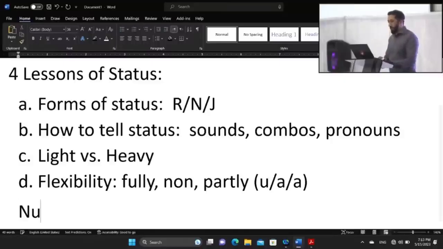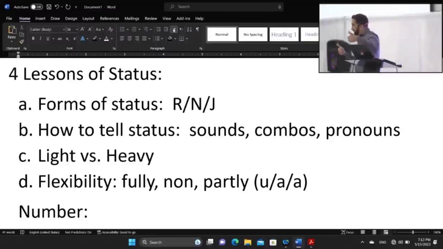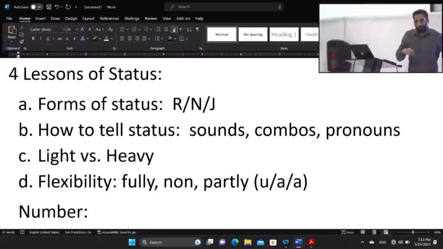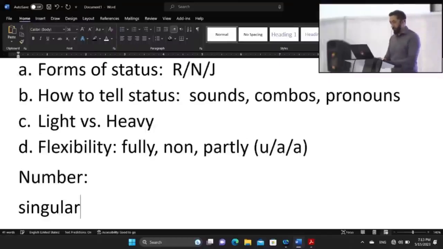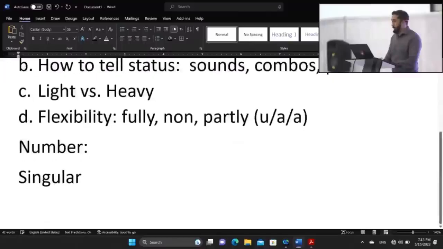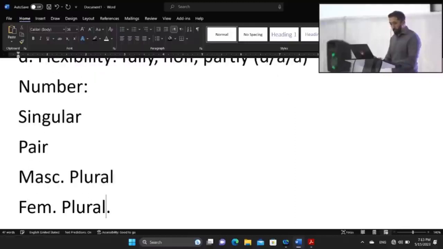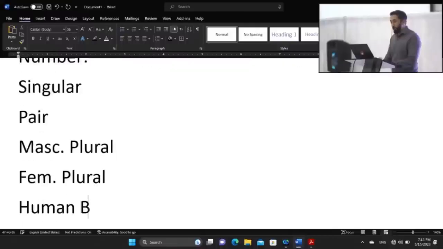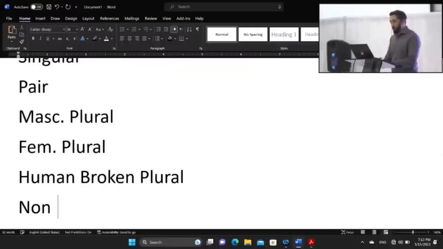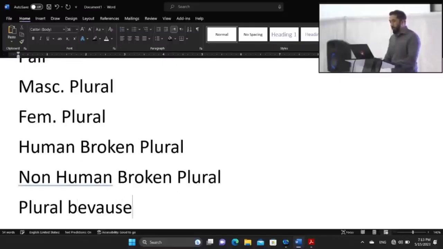Now, we're going to start doing number. Number. In English, there's singular and there's what? There's singular and there's plural. Arabic is crazy. There's singular, obviously. There's also pair, okay? Then there is masculine plural. Then there's feminine plural. Then there is human broken plural. Then there's non-human broken plural. And then there's plural because the Arabs said so.